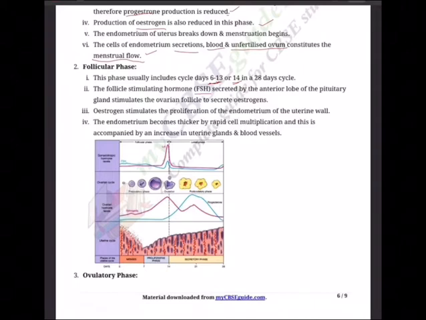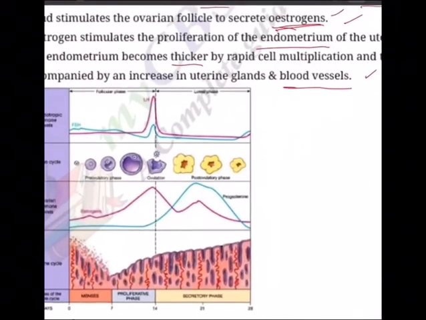The follicle stimulating hormone secreted by the anterior lobe of the pituitary gland stimulates the ovarian follicle to secrete estrogen, and estrogen stimulates the proliferation of the endometrium of the uterine wall. So endometrium repair will be taking place. The endometrium becomes thicker by rapid cell multiplication, and this is accompanied by an increase in uterine glands and blood vessels. So you can see in the diagram, let me expand that.